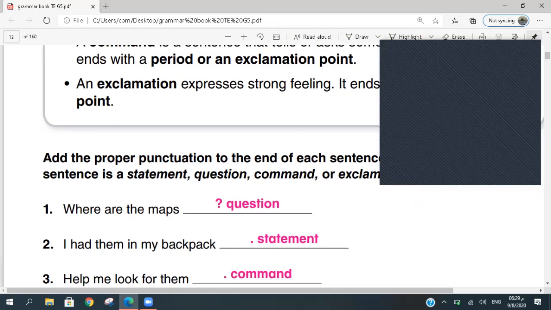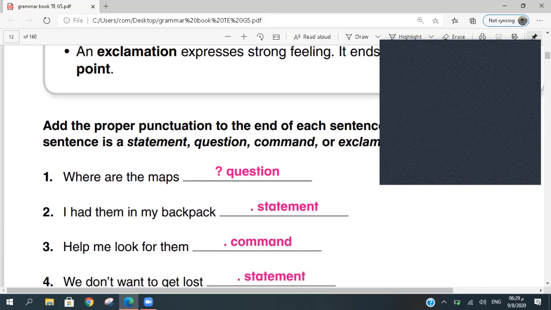Dania, yes, teacher, number 4. We don't want to get lost. It's a statement. Amazing. Good job, Dania, because it tells me something. It tells me information. Good job, Dania.